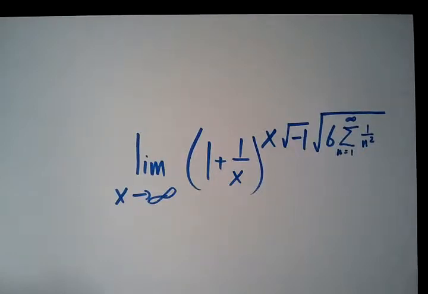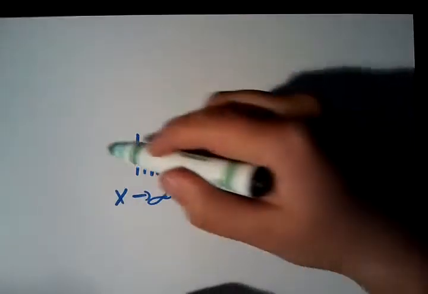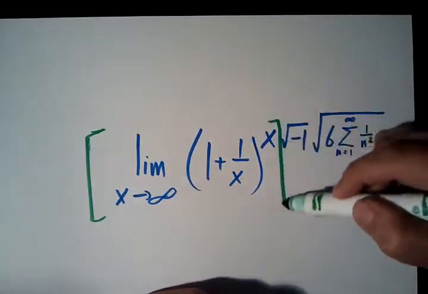So today we're going to try to work out this big menacing problem. So I'll read it first off. It says limit as x goes to infinity of (1 plus 1 over x) to the power of x, radical negative 1 times radical 6 times the sum from n equals 1 to infinity of 1 over n squared. So that looks like just a mess. But we're going to find some mathematical beauty in this creature right here. So let's take it part by part.